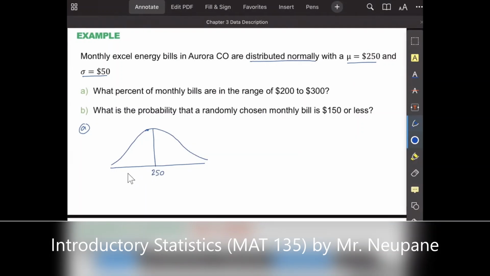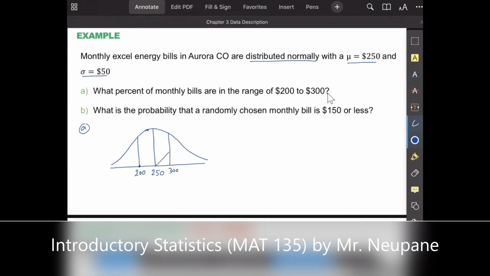250 minus 50? How much? 200. 200, very good. And then when we go one standard deviation up, 250 plus 50 is how much? 300. 300. So you can see in the first part, we are asked to find what percent of the bill lies between 200 and 300.